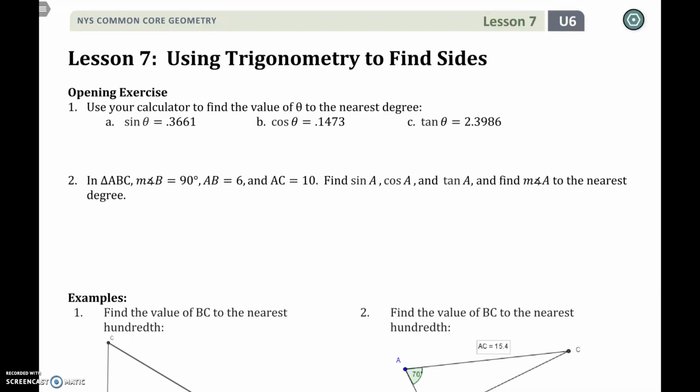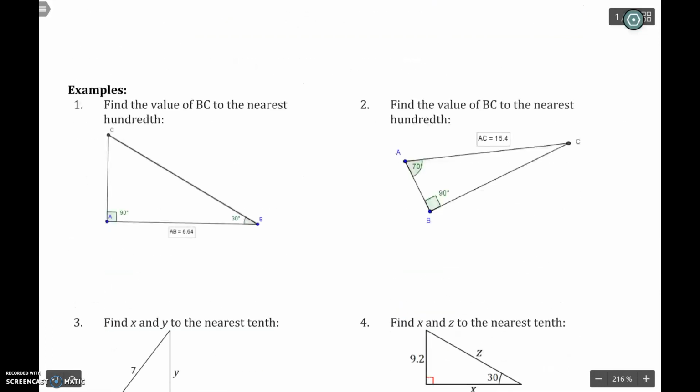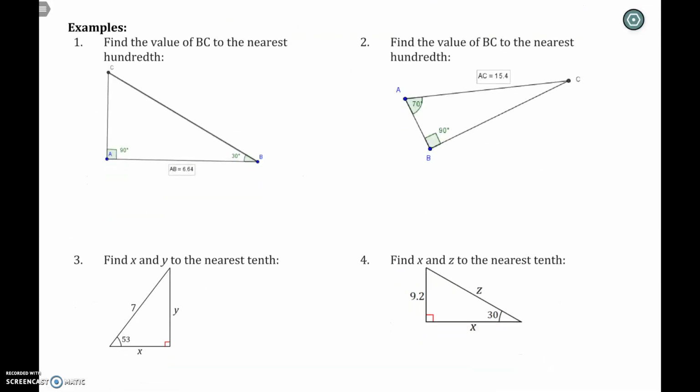Hi everyone, it's Mrs. Griffin with the Unit 6 Lesson 7 video where we're going to learn about how to use trigonometry to find sides of a right triangle. So please do this opening exercise on your own and we will go to the examples here.